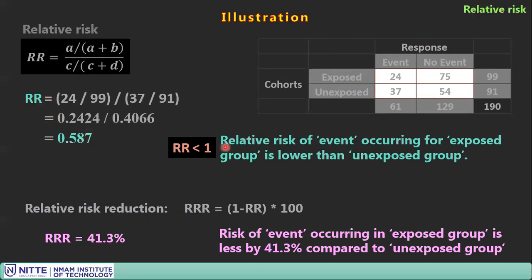Since RR is less than 1, what does it mean now? Relative risk of event occurring for the exposed group is lower than the unexposed group. So compared to the unexposed group, the exposed group runs a lower risk. Now I can tell it in a different way when I use the percentage scale. Risk of event occurring in the exposed group is 41.3% less compared to the unexposed group. So you have one number to tell this particular information.